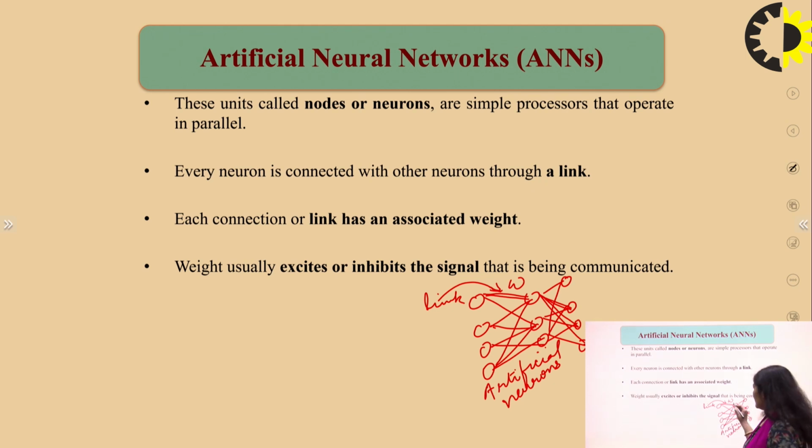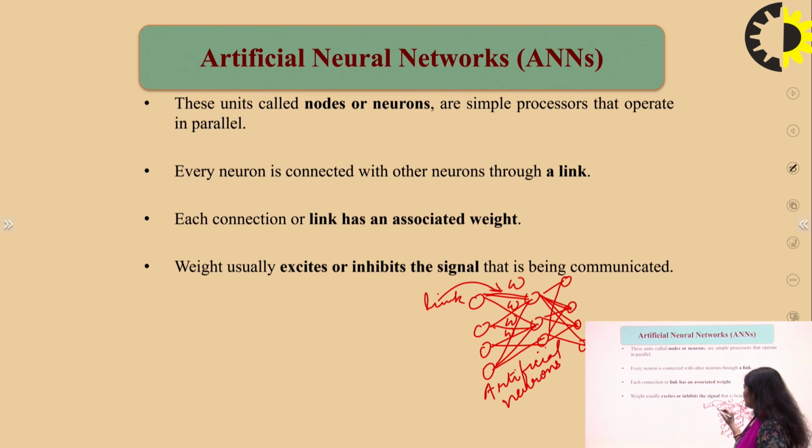Every link is going to have a certain weight associated with it, and this weight suggests the strength, importance or significance of this particular neural input. We will see shortly how this impacts the overall output of the network. But right now we just need to remember that every neuron is connected with the other neuron with the help of a link, and every such link has an associated weight.